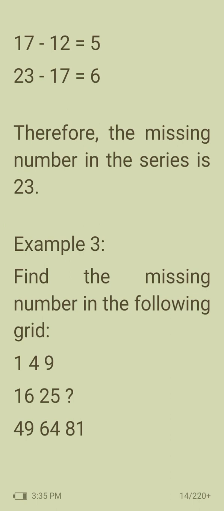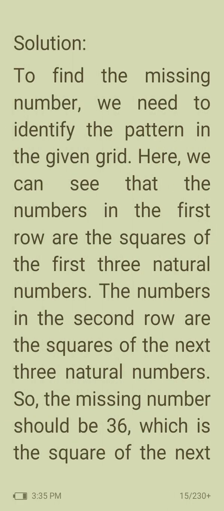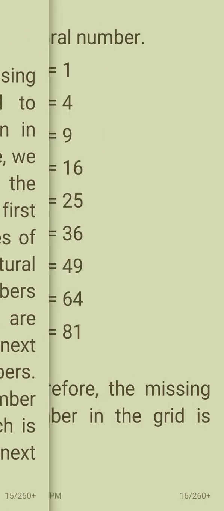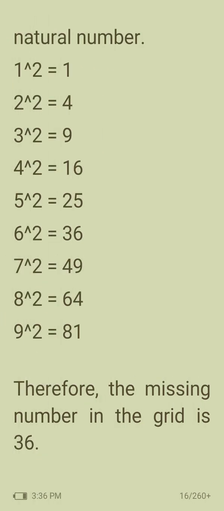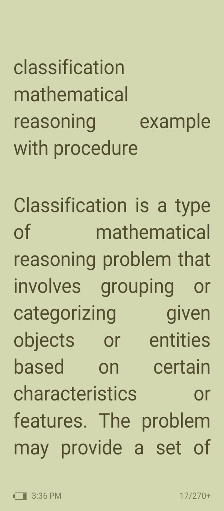Find the missing number in the following grid. To find the missing number, we need to identify the pattern in the given grid. Here we can see that the numbers in the first row are the squares of the first 3 natural numbers. The numbers in the second row are the squares of the next 3 natural numbers. So the missing number should be 36, which is the square of the next natural number. Therefore, the missing number in the grid is 36.